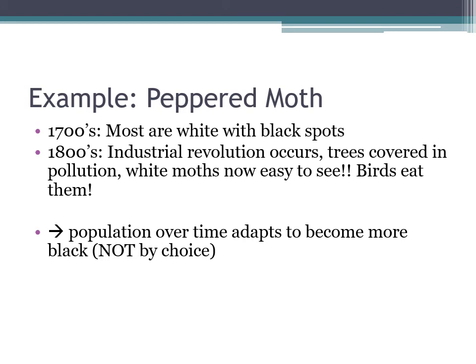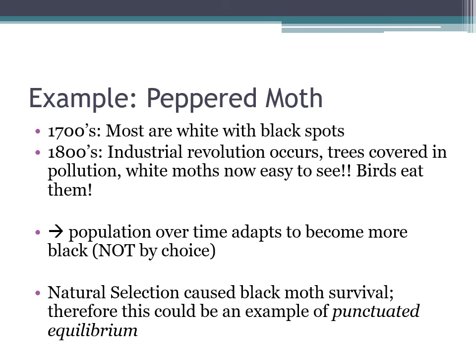So instead of them slowly, gradually changing over time, they had to have this punctuated equilibrium. So it was very timely and it had to happen right now. And this population had to adapt very quickly. Even though it was not their choice, they had to adapt. And so this natural selection caused these black moths to actually survive. And therefore, this could be this example of punctuated equilibrium.